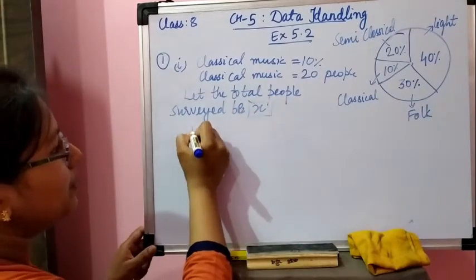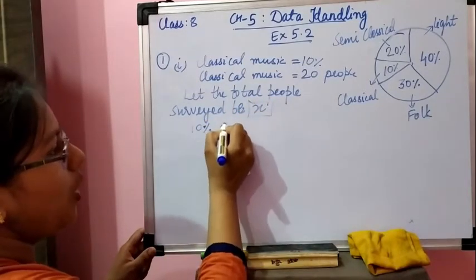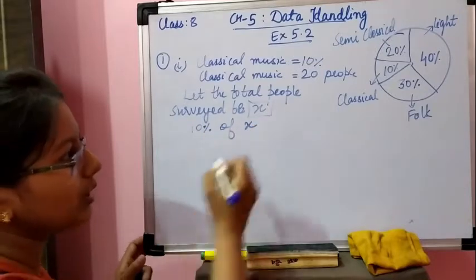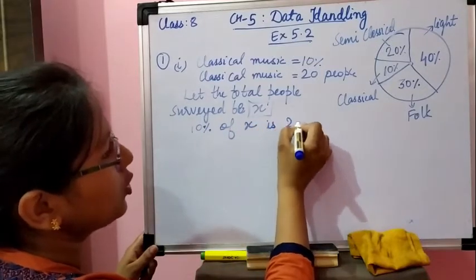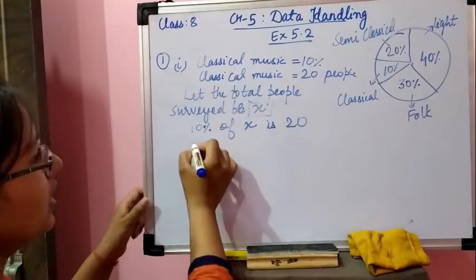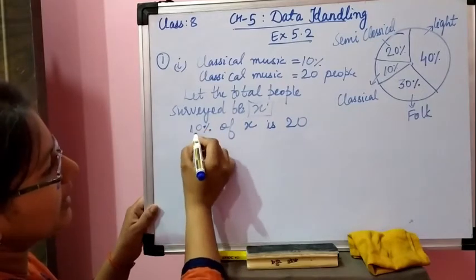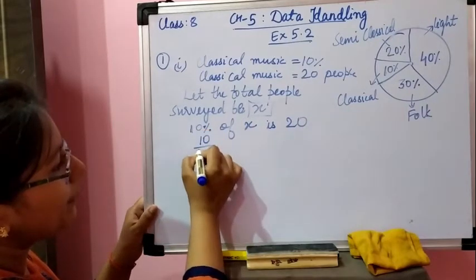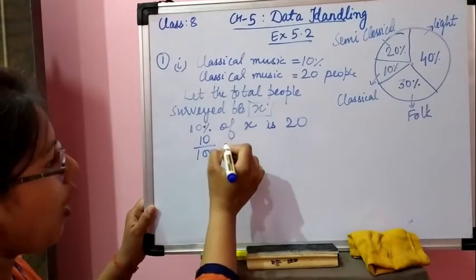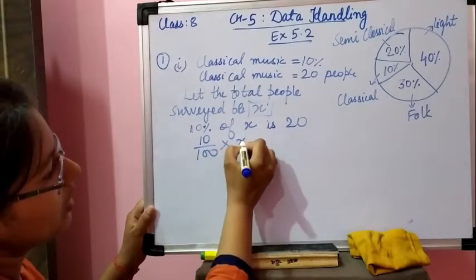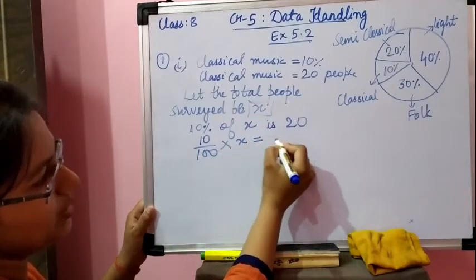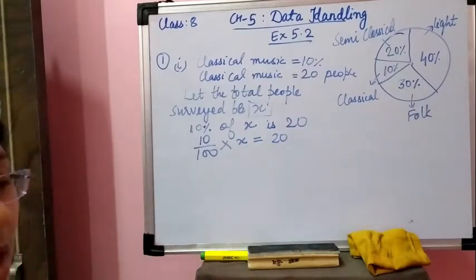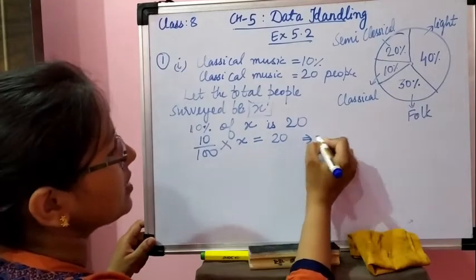Now 10% of this total number of people is 20. Let's write it mathematically. 10% means 10 per 100. Of means multiply. 10% of X is equal to 20. So how can we find the value of X?